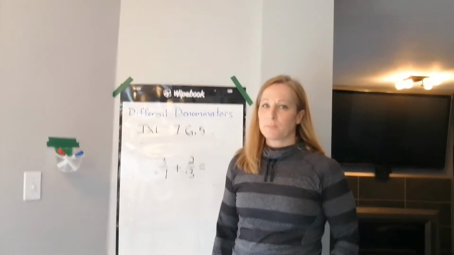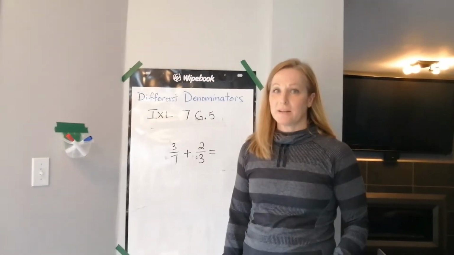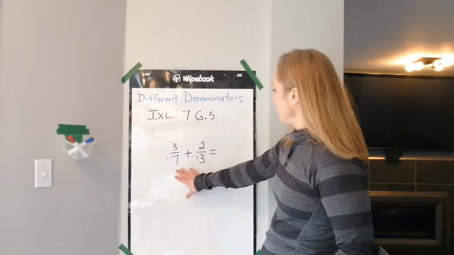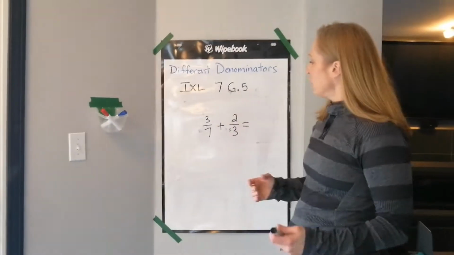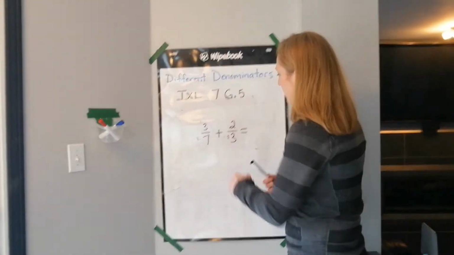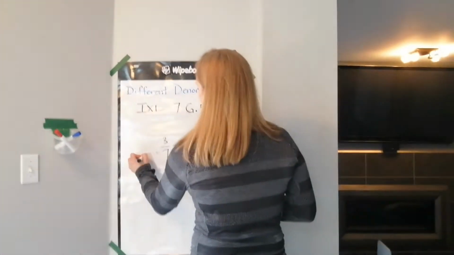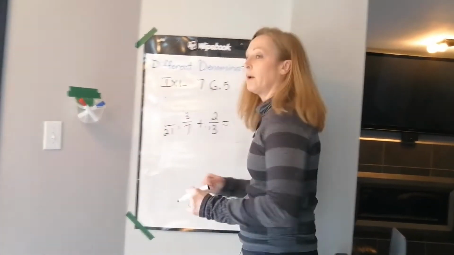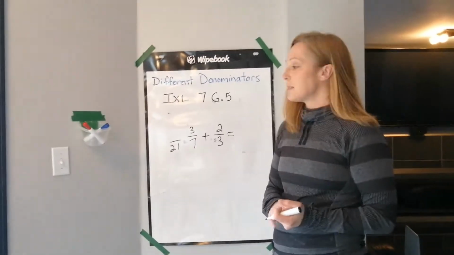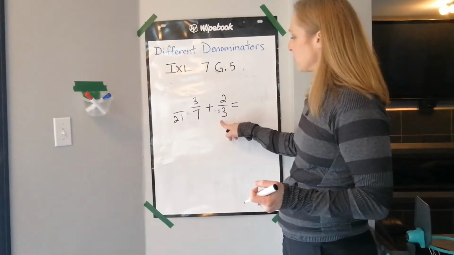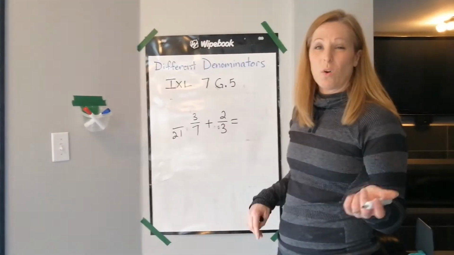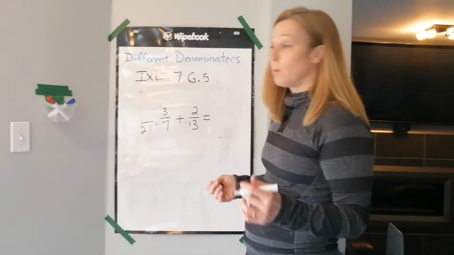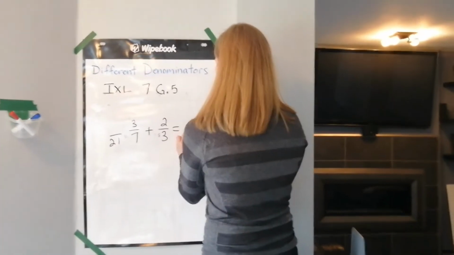I really hope Mark's paying attention to this one because he's going to be doing the next one for us. I've got 3/7 plus 2/3. I look at this and I know that my denominator is going to be 21. And one of the ways I can figure that out every time is I can do 7 times 3. That will always give me a denominator that will work. It won't always give me the best one, the lowest one, but it will always give me one that will work.